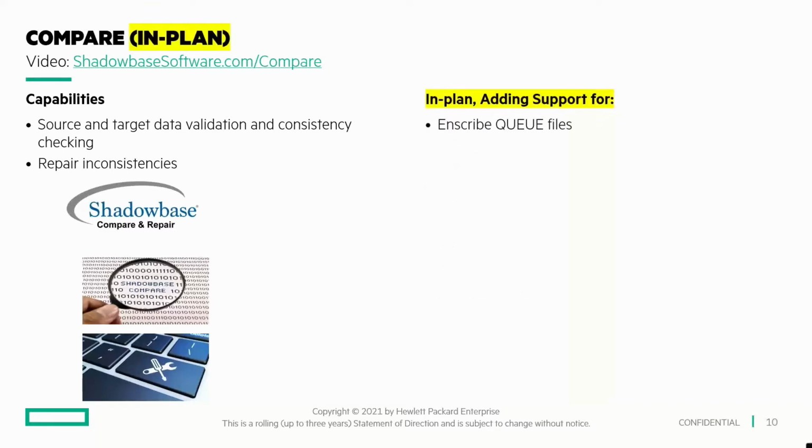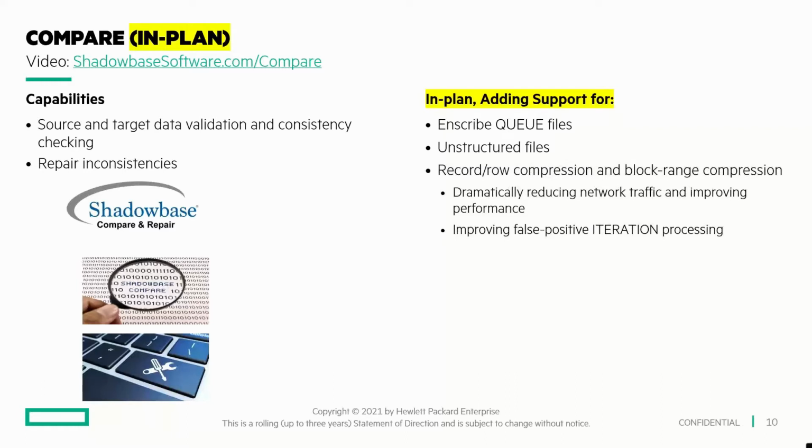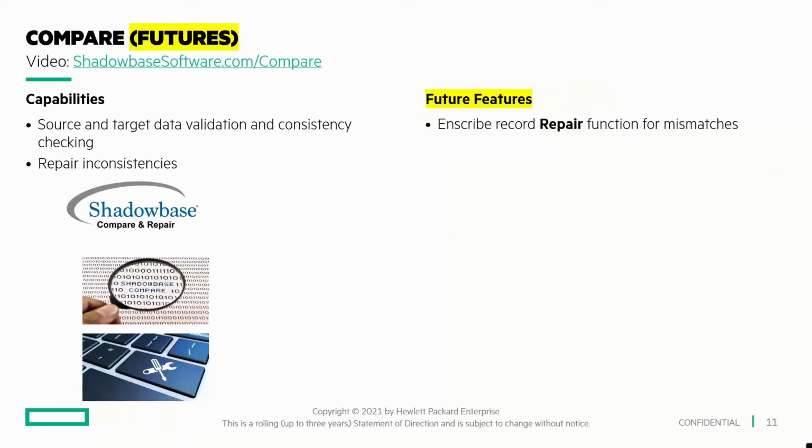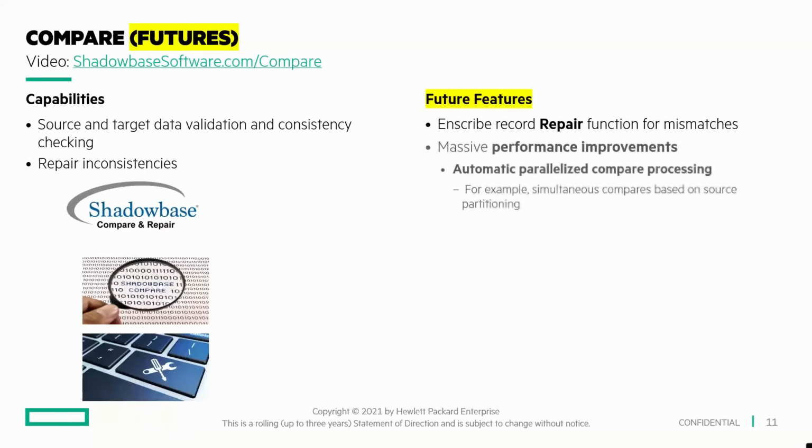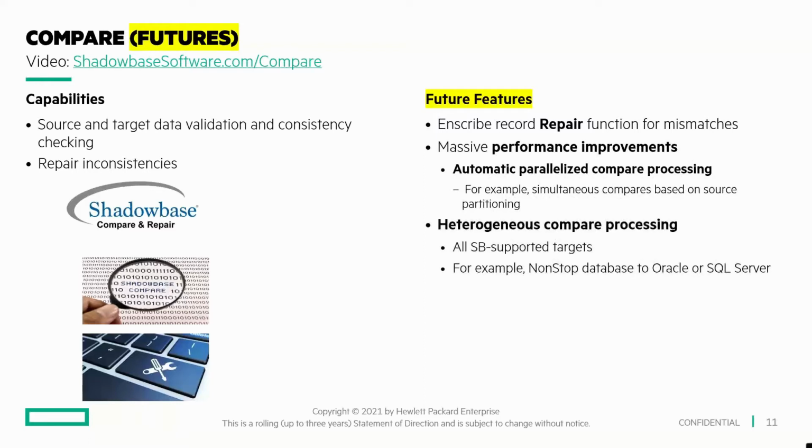In plan for the future is adding support for nscribe queue files, comparing unstructured files, record row compression, basically summarizing the records with an MD5 hash, improving false positive iteration processing for faster parallelism, and other future features planned beyond that: Nscribe record repair function to fix those mismatches, massive performance improvements, heterogeneous compare.